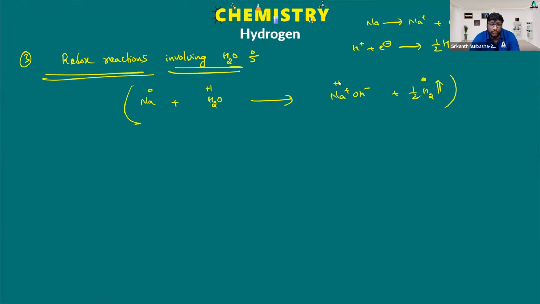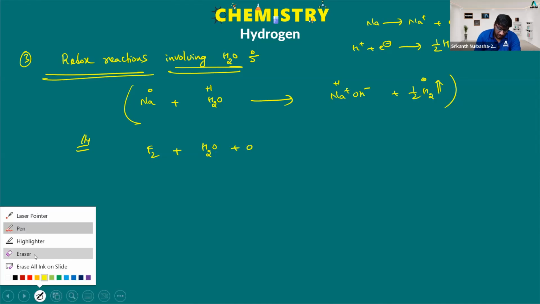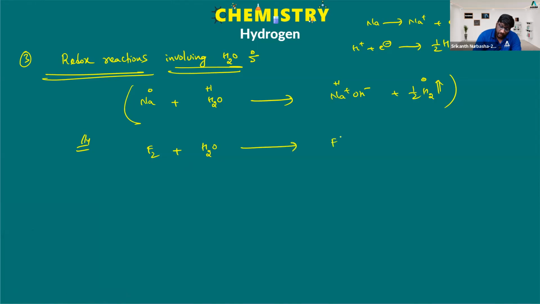Fluorine will react with water to form H plus ions, and fluoride ions are obtained. Similarly, F2 will be reacting with water to form the respective F minus. Along with that, O2 gas is obtained. Yes or no? And H plus ions are also obtained.